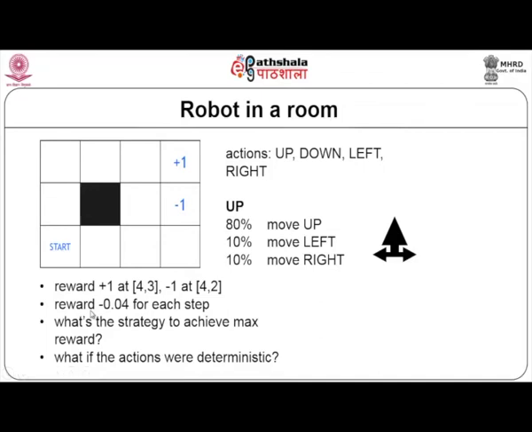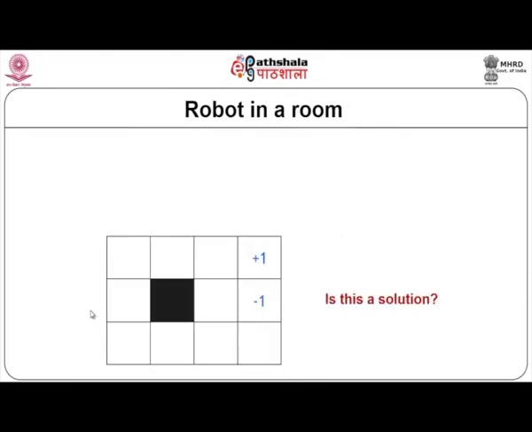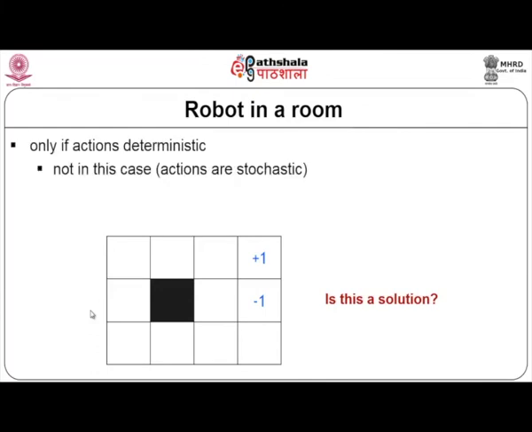When you say -0.04 for each step, it means that if you take extra steps you lose rewards. What is the strategy to achieve the maximum reward? What if the actions were deterministic? So, is this a solution? Only if actions are deterministic. Not in this case, actions are stochastic, because remember 80%, 10%. So, what is the solution?